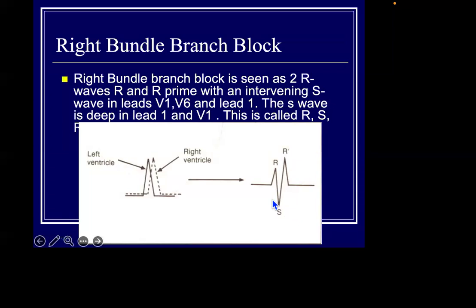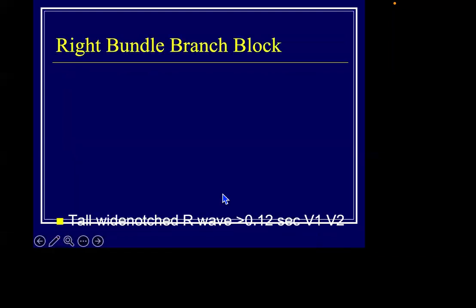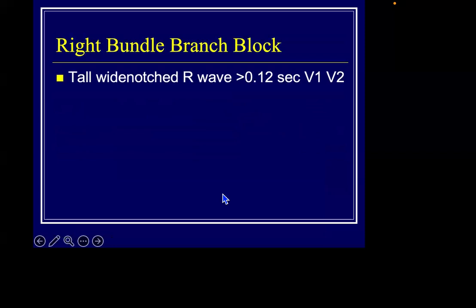So you will have R and R prime intervening by the S wave. This is what you call RSR in lead V1, right? Is it clear? This is very important, and we want you to understand it very clearly. So you will find a tall, wide notch R wave.